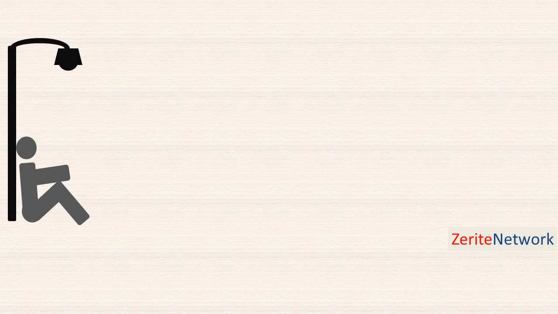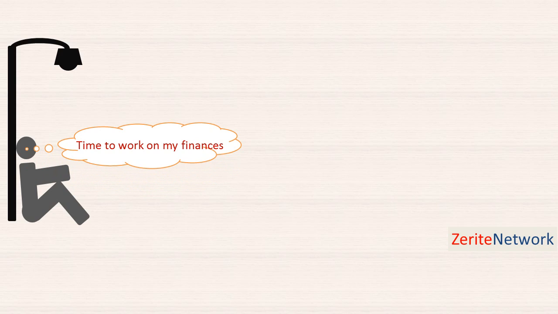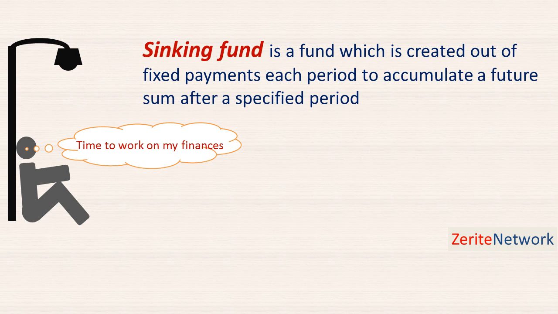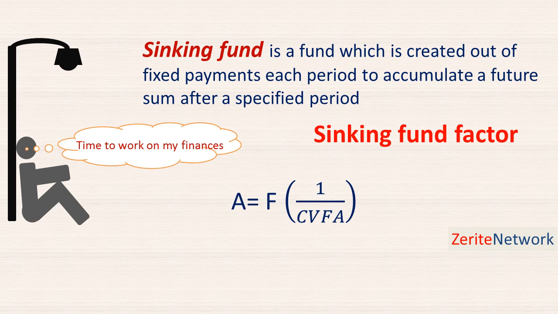Suppose you want to accumulate a given amount of money at the end of a given number of years from now. How much should we deposit at a particular interest rate to achieve that? Sinking fund is a fund which is created out of fixed payments each period to accumulate a future sum of a specified period. The sinking fund factor is the factor used to calculate the annuity for a given future sum, and it's equal to the reciprocal of the compound value factor of annuity. That is, A is equal to F into bracket 1 over compound value factor of annuity.